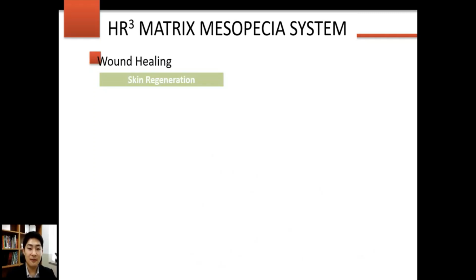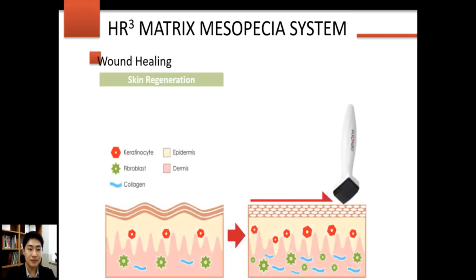Now, let's see the effect of wound healing, especially of the skin tissue and cell regeneration. After microneedling, a wound triggers the growth of new skin tissue. In the early stage, cytokines are released and inflammation takes place to get rid of damaged tissue and debris. This is done by phagocytic cells such as neutrophils and macrophages.